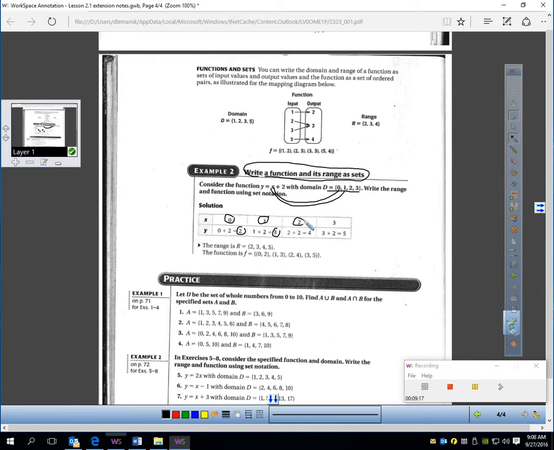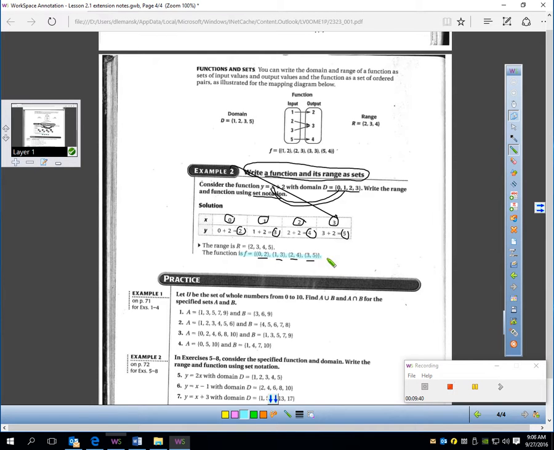So here's your table. They didn't want you to write the answer as a table, though. They want you to write it in set notation. So here's the function. Can you see? Input 0, output 2, input 1, output 3, input 2, output 4, input 3, output 5. But you notice the answer isn't written as a table. It's written in set notation. So that's the correct way to write it today.